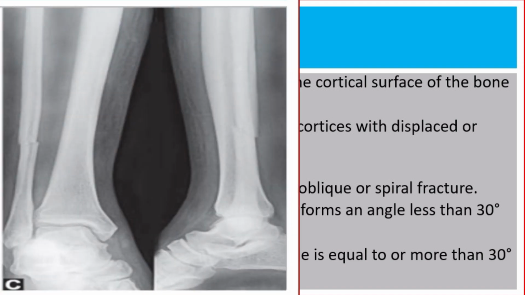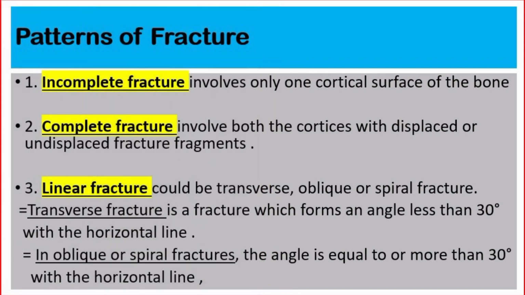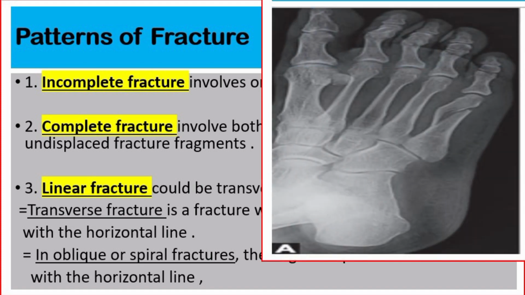Transverse fracture is a fracture which forms an angle less than 30 with the horizontal line. In oblique or spiral fractures, the angle is equal to or more than 30 with the horizontal line.